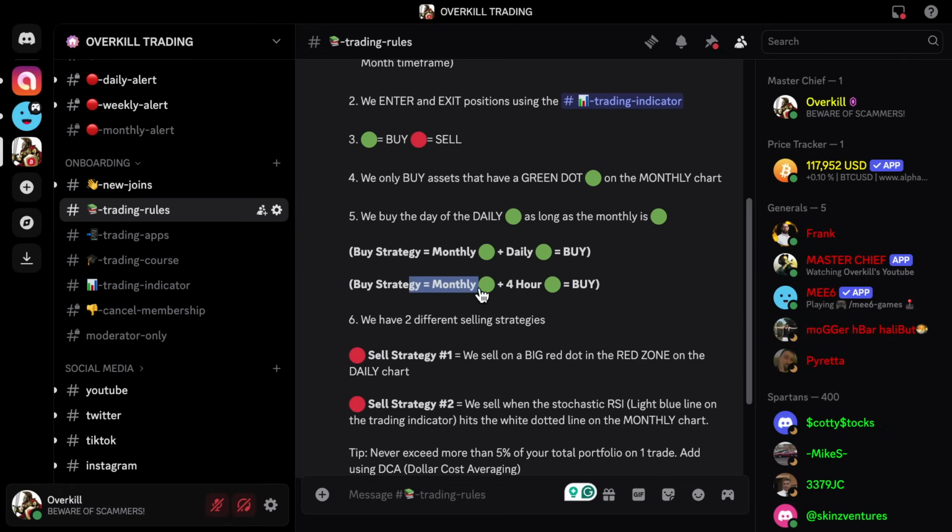Buying strategy: monthly green dot plus 4-hour green dot equals buy. Monthly green dot plus daily green dot equals buy. That is our buying equation. It's not complicated. It's not hard. It's very simple. It doesn't have to be complicated.